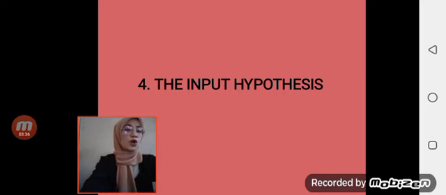However, instead of aiming to receive input that is exactly at our i + 1 level, or instead of having a teacher aim to teach us grammatical structure that is at our i + 1 level, we should instead just focus on communication that is understandable.